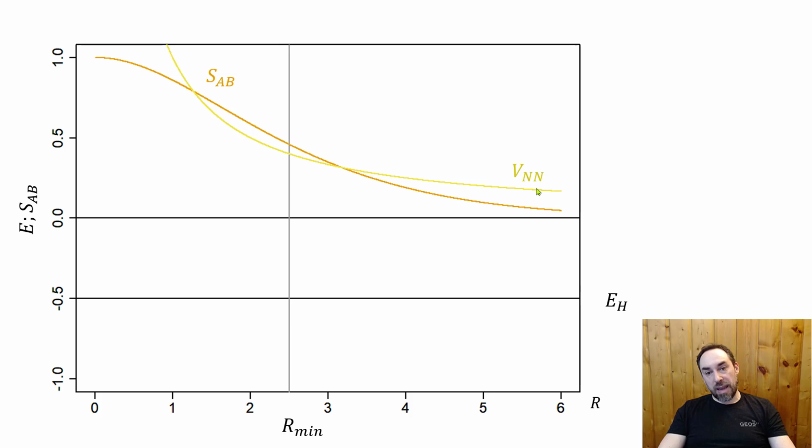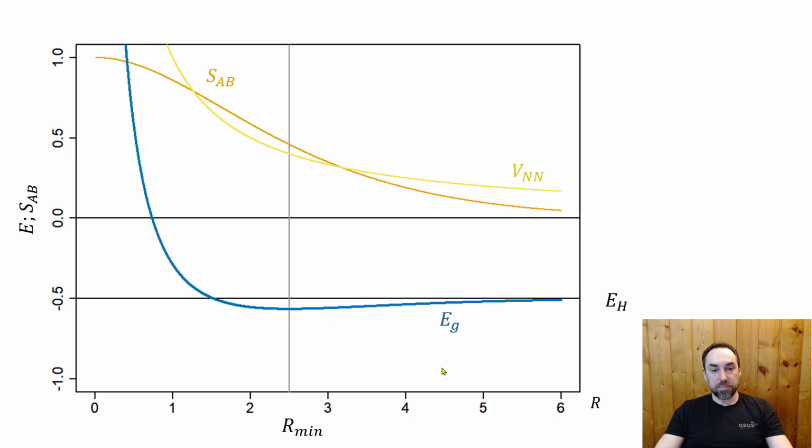Then the repulsion energy VNN between the two nuclei is small at large distance. It's positive, and it becomes big and positive as R goes down. It's going to go to infinity as R goes to 0. So it's going to blow up real quick there. And we're going to see that this is what prevents atoms from collapsing onto each other.